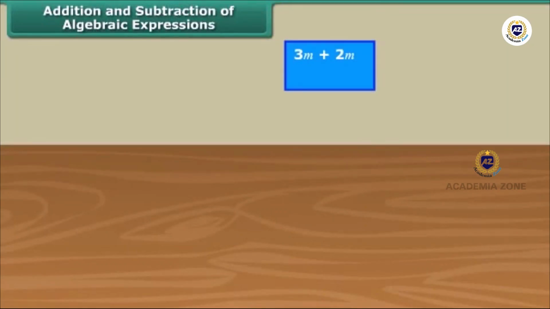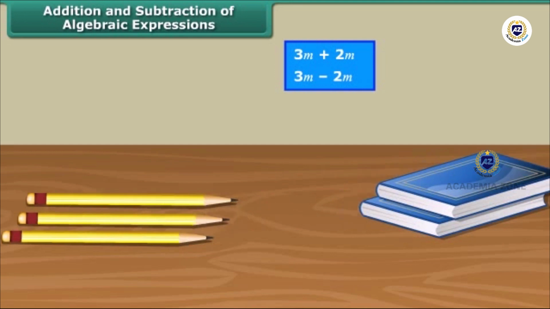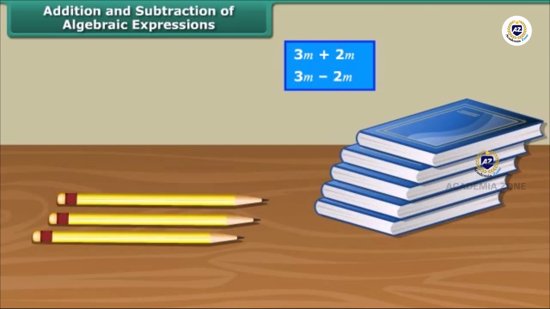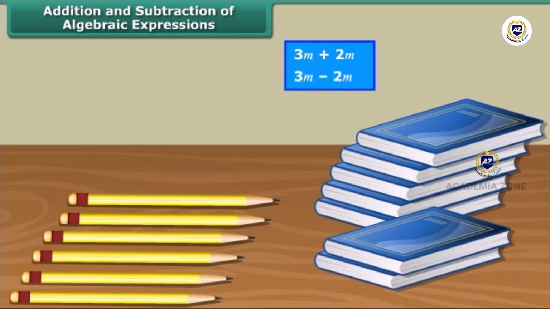We can only add or subtract like terms. But why is it so? Think of it like this. On a table, we have 3 pencils and 2 books. We cannot add the 3 pencils to the 2 books because they are not the same kind of objects. Now, if we get another 3 pencils and 5 books, altogether, we now have 6 pencils and 7 books. Now again, we can't combine these objects since they are different.